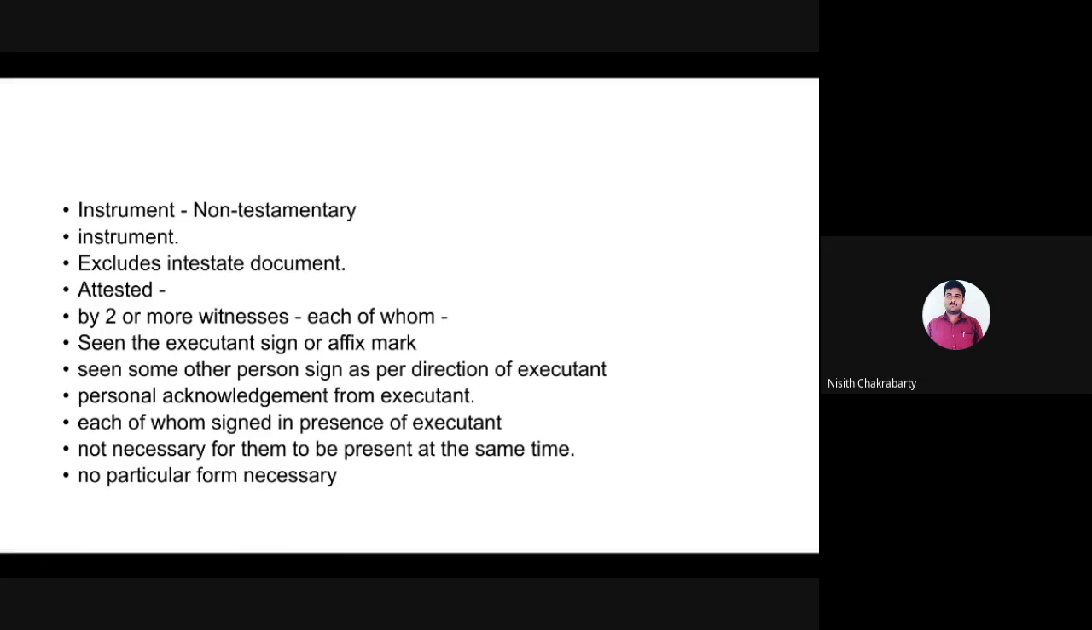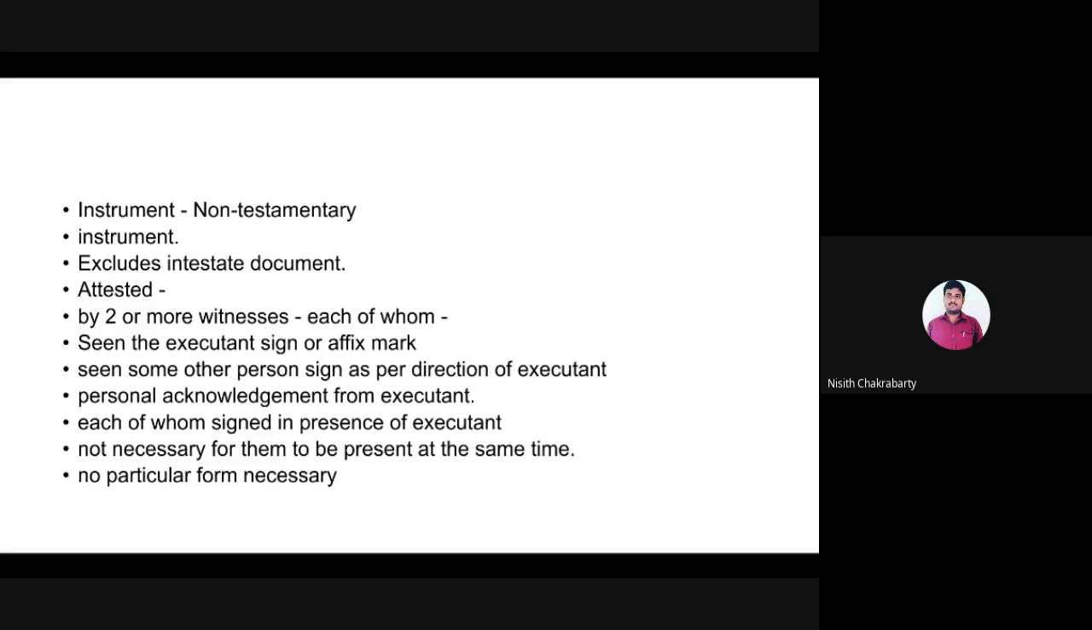Now coming to the next ingredient, that is a compulsory one. So one of the first three, that is compulsory. So 1, 2, 3, that is one ingredient. Now the second ingredient is that each of the witnesses, the two or more witnesses, must have put their signature in the presence of the executant. The executant was present and the witnesses put their signature in the presence of the executant. That is a non-negotiable part.